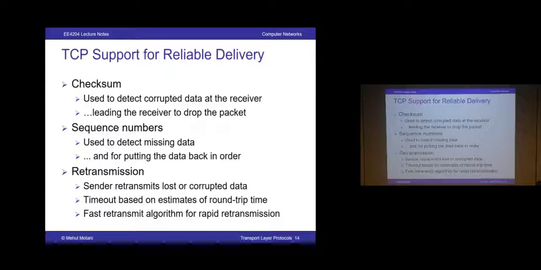Okay? You get some information from it, and you should use it. The second thing is there are sequence numbers, and the sequence numbers are used to detect missing data as well as put data back in order. So we'll see there's an explicit mechanism of sequence numbers. And then when data is corrupted or lost, there is a mechanism for retransmitting packets.